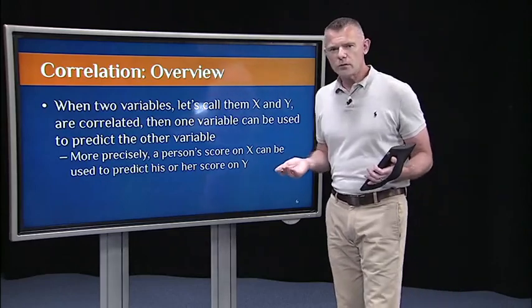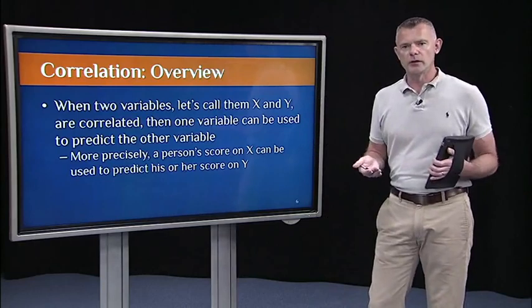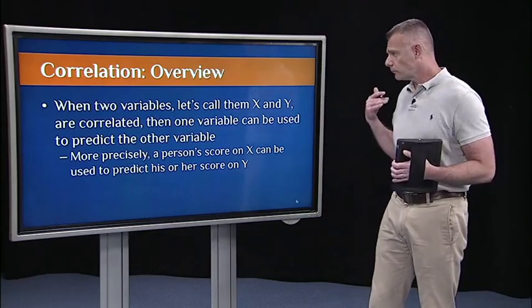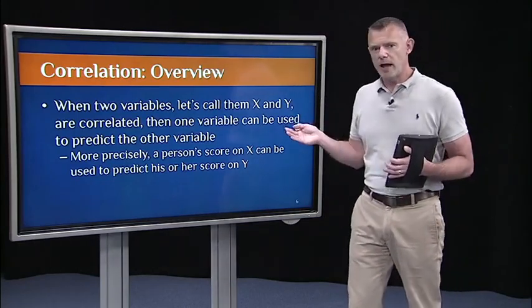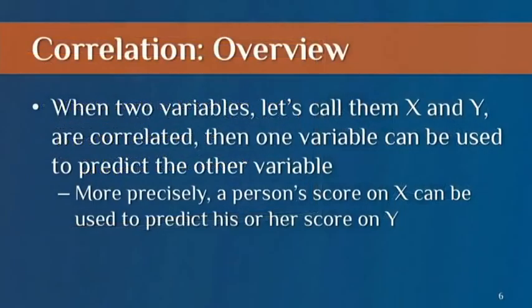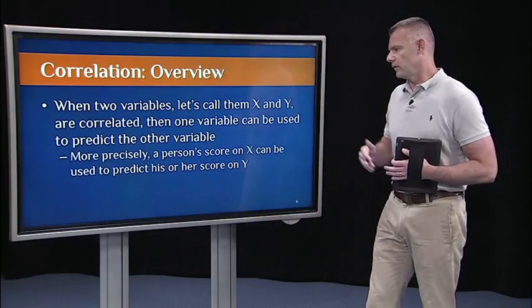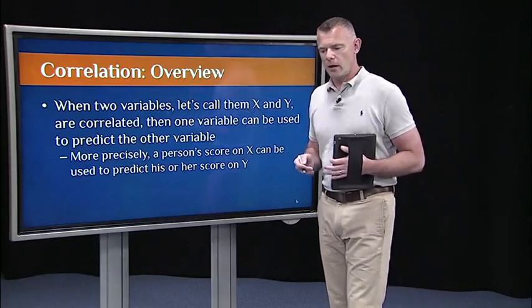So what are they used for? Well, we've already seen some uses of correlation in lecture 2. Very simply, if we have 2 variables, let's call them x and y, and they're correlated, if I know an individual's value on x, then I can predict their score on y, particularly if there's a very strong correlation. And there are lots of these examples that you're probably familiar with.